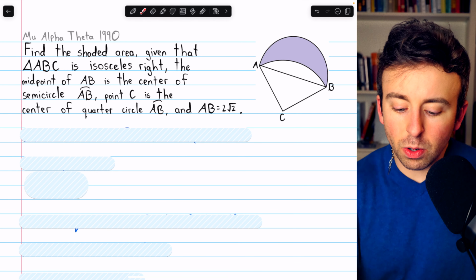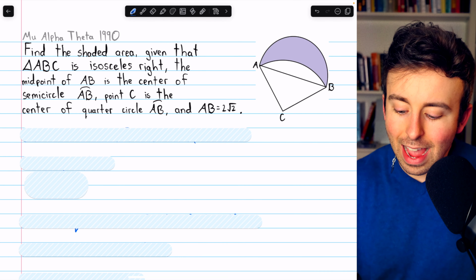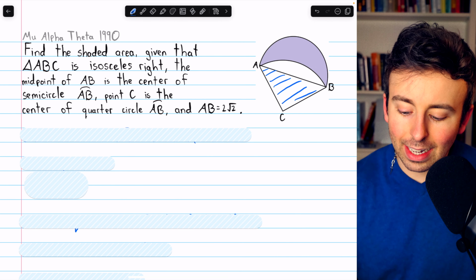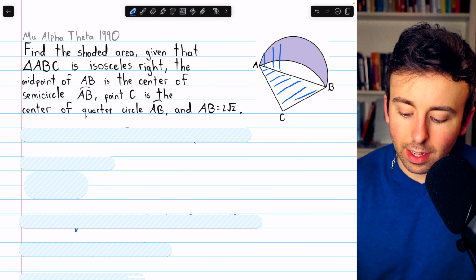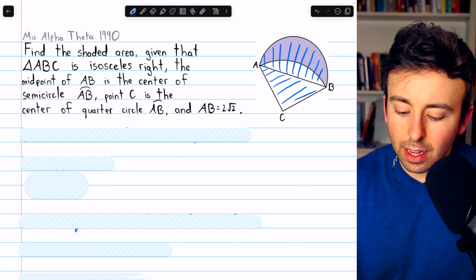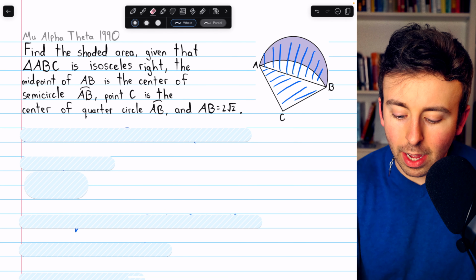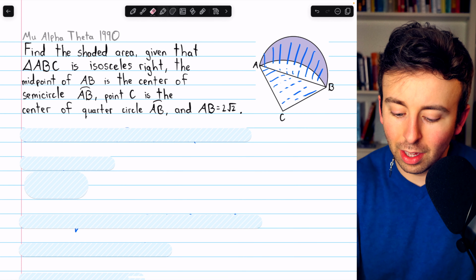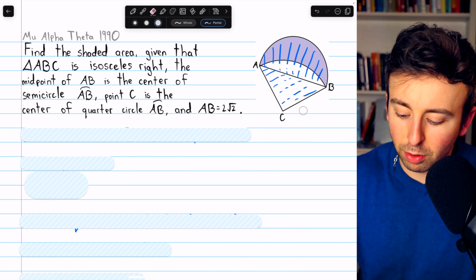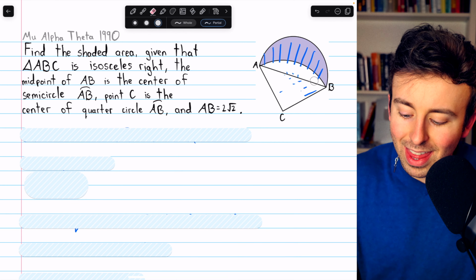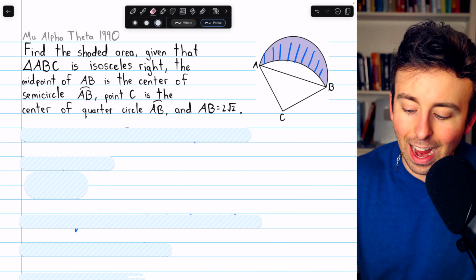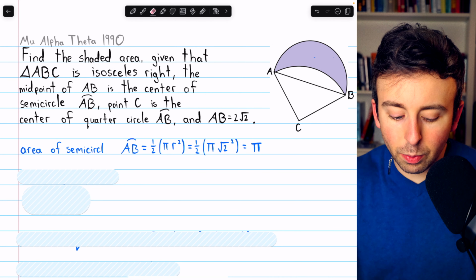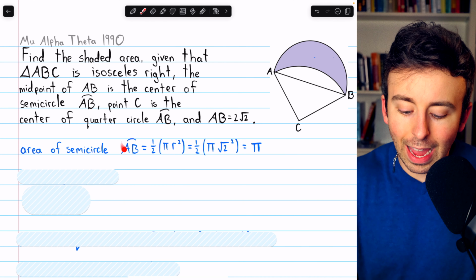The way we're going to do this is by taking the area of the isosceles right triangle, adding the area of the semicircle, and then subtracting the area of the quarter circle, which is going to leave us with the desired shaded area. So let's start calculating some areas to solve this problem, beginning with the area of semicircle AB.